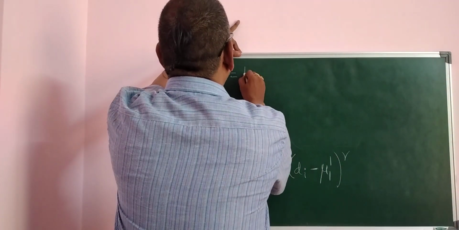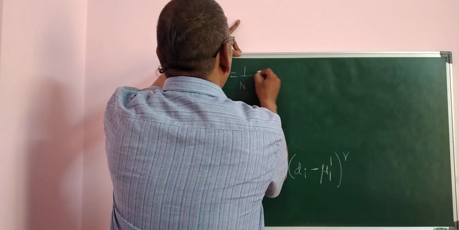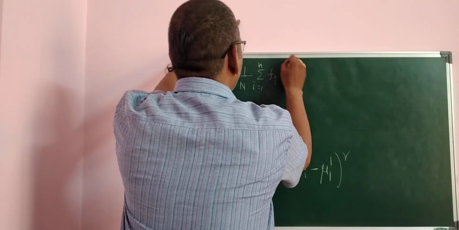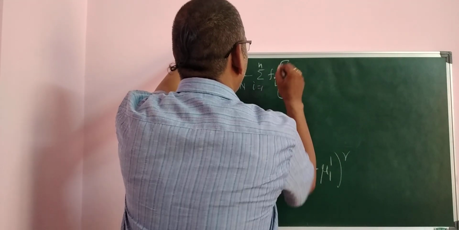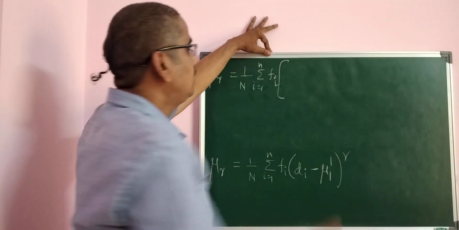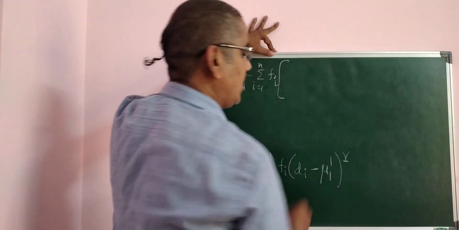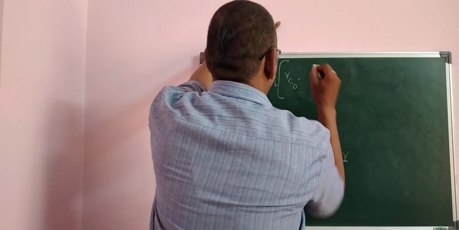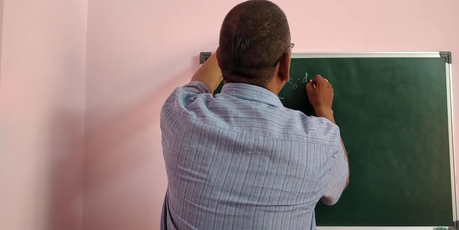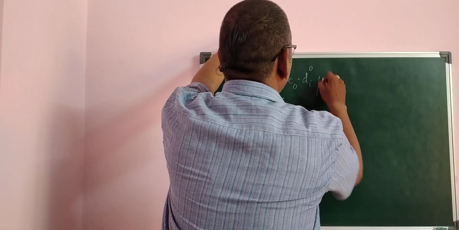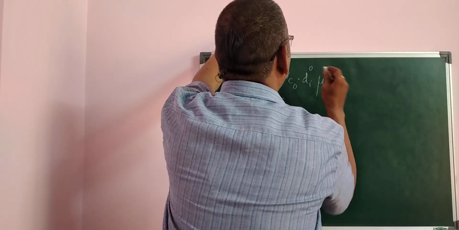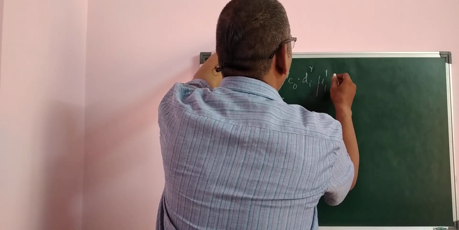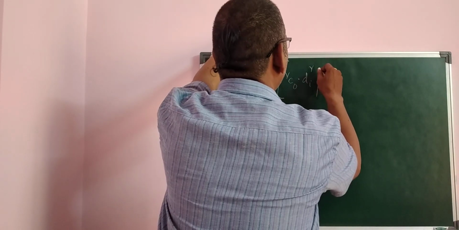So it is equivalent to 1 by n summation i equal to 1 to n, fi into, now applying the formula, with r instead of n: rC0 di power r, mu 1 dash whole power 0, then rC1 di power r minus 1, mu 1 dash whole power 1, and so on.